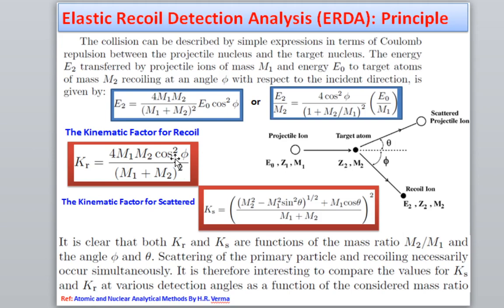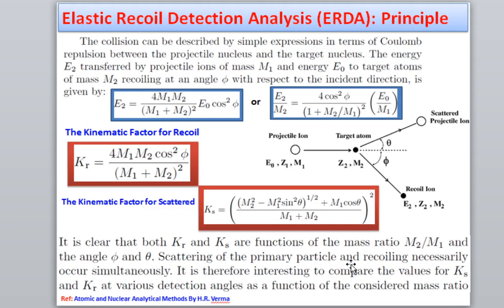Okay, so again RBS assignment, that was kinematic factor, and for scattering and for recoil, both kinematic factors we have to calculate. If you see from this formula, it is clear that Kr and Ks, that is the kinematic factor for recoil and the kinematic factor for scattering, are functions of the mass ratio, that is m2 upon m1. So both are functions of m2 upon m1. That is a function of theta also, the angles phi and theta.